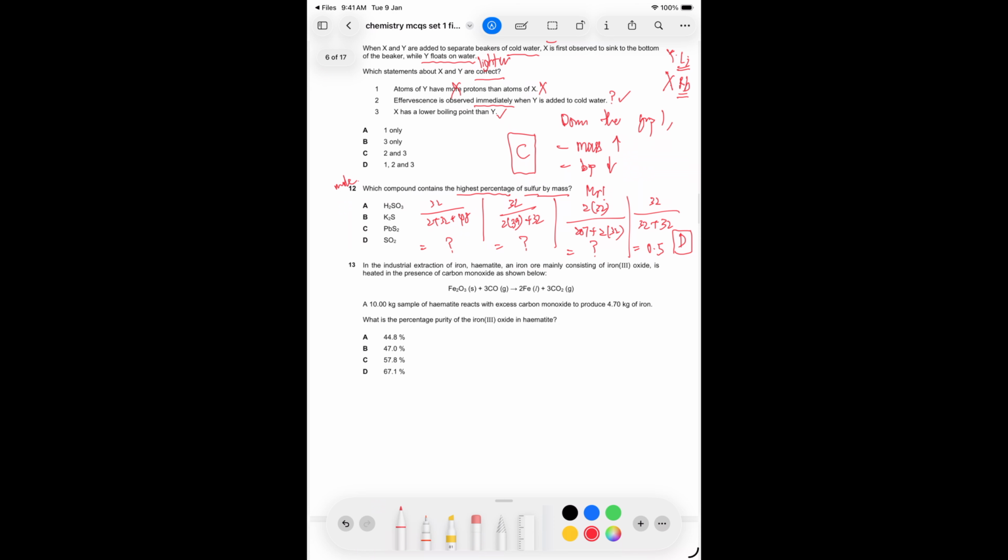Question 13 will be under mole as well. So in the extraction of iron, hematite is added. Hematite contains iron 3 oxide, which is this one. It reacts with CO to give you iron and CO2.